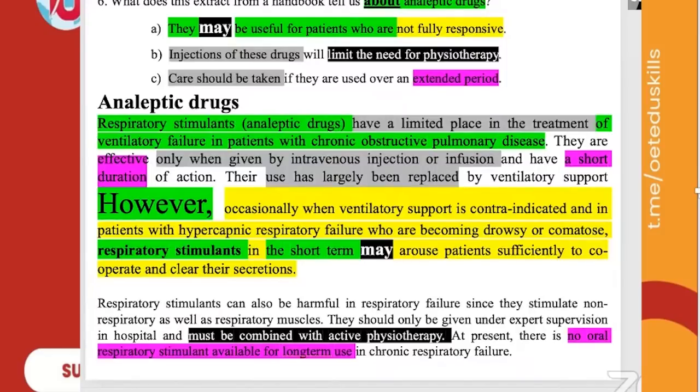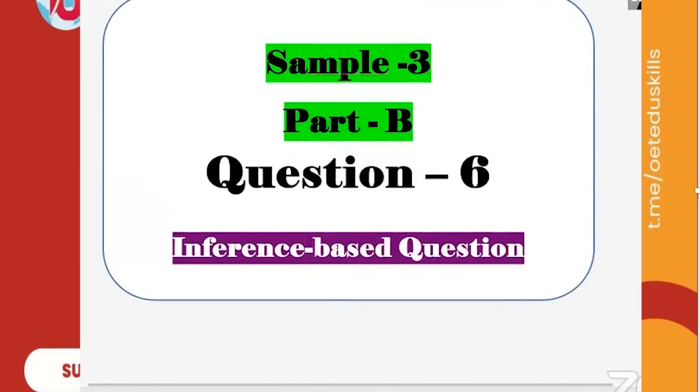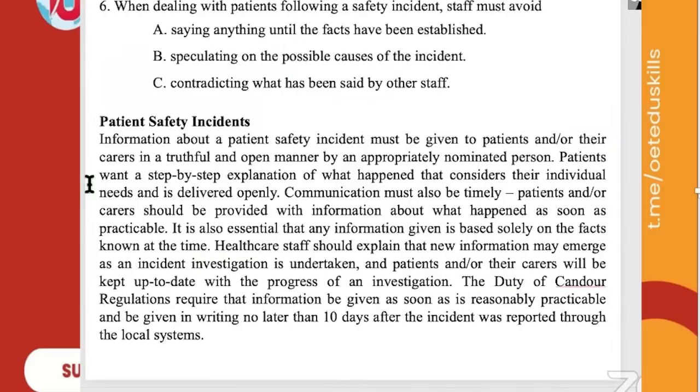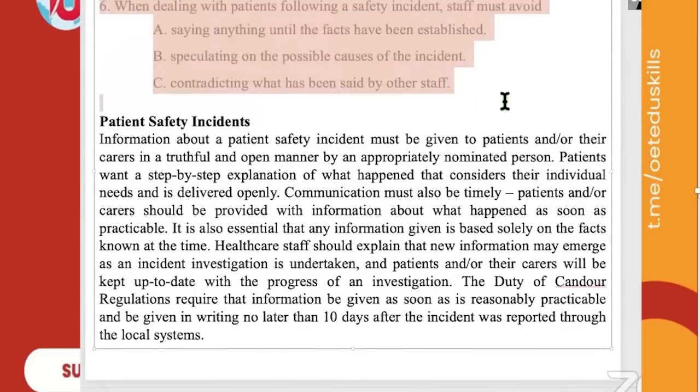Do you have some more stamina to go on? Last question. Yes, Father. Again, somebody was asking in the YouTube comment space, what is inference-based question? So we are going into inference-based question, the sixth one. Let's go to that question stem and answer option.